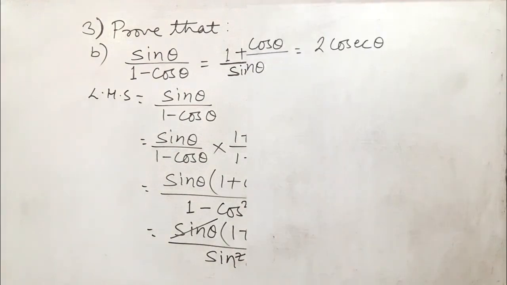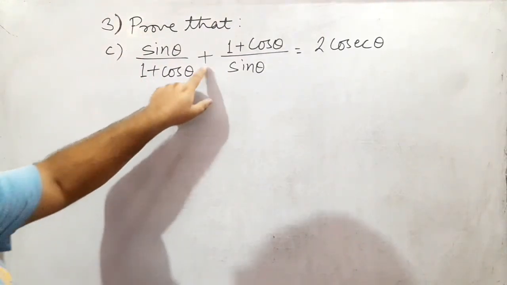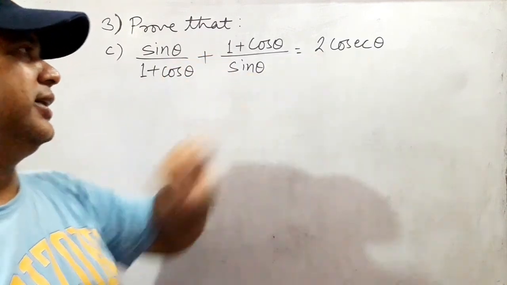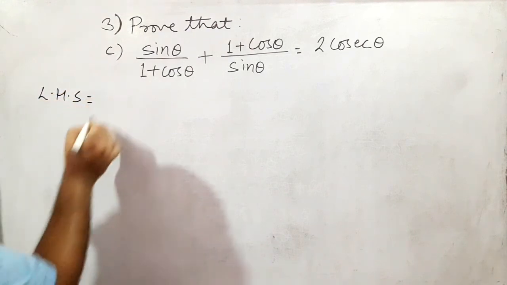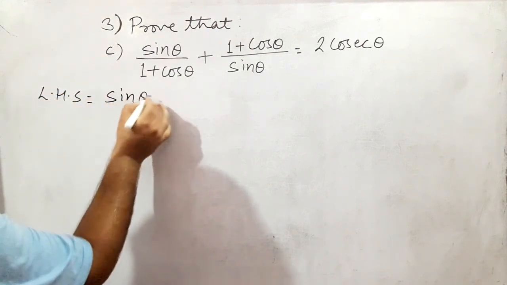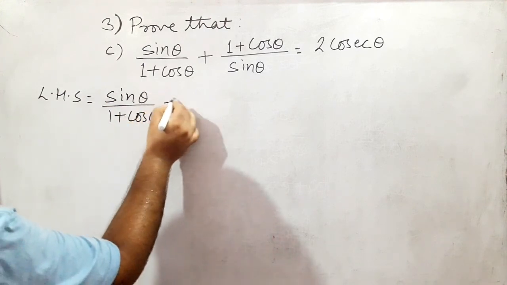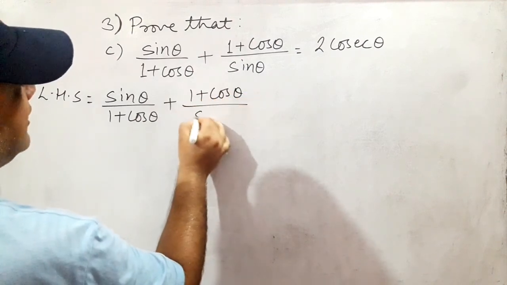The next question: sin theta by 1 plus cos theta plus 1 plus cos theta by sin theta equals 2 cosec theta. So taking the left hand side, we have sin theta by 1 plus cos theta plus 1 plus cos theta by sin theta.